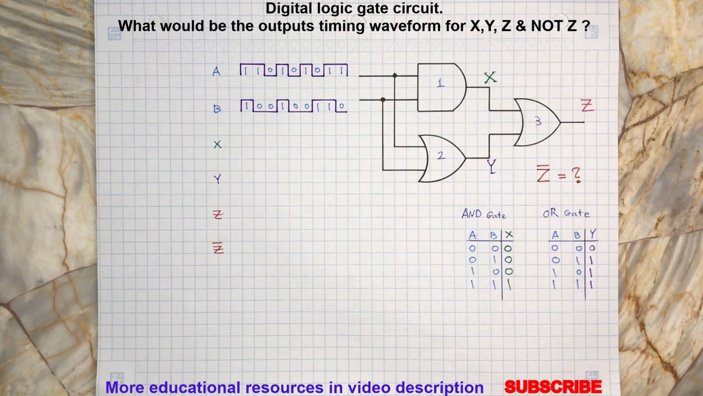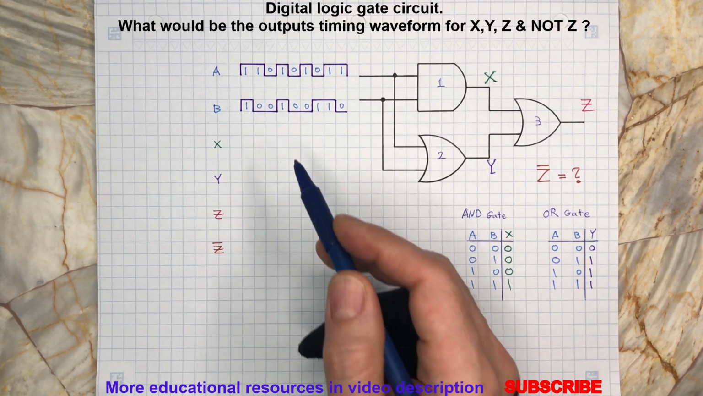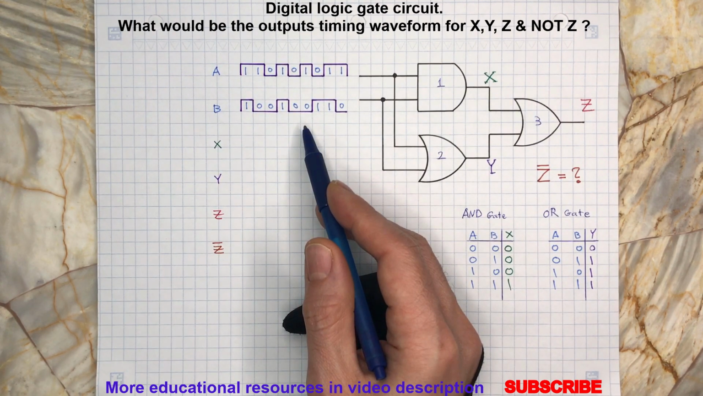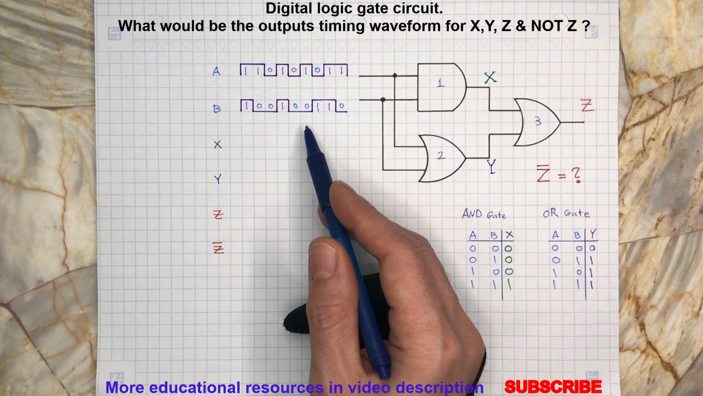Today we are going to review this logic gate circuit and determine the output Z and not Z waveforms in relation to the input A and B pulse trains. As you can see here, the pulse trains A and B have two levels, high and low. In digital systems, high is considered logic 1 and low is considered logic 0.